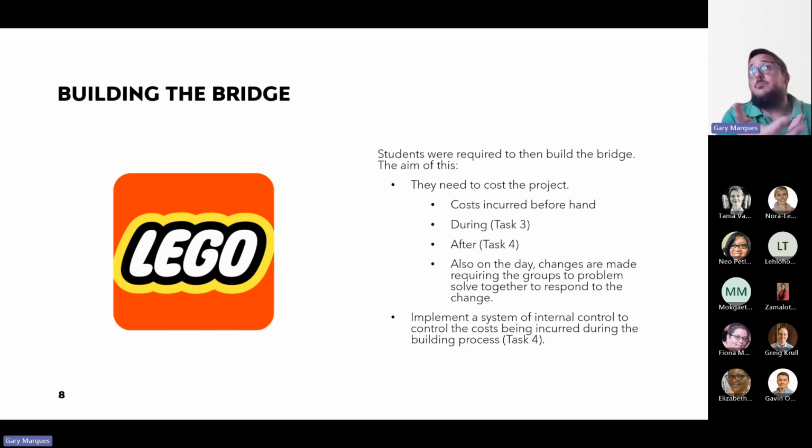How do I allocate them to this bridge? How do I make sure I capture them correctly and accurately? And what we also did to them, which was really fantastic, was on the day, we changed some of the specifications. So the time allocation that was allowed, we changed that and made it a bit shorter to see how our students as a team actually respond to this change.